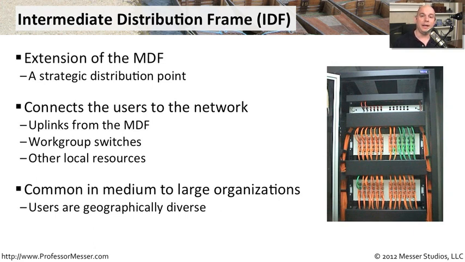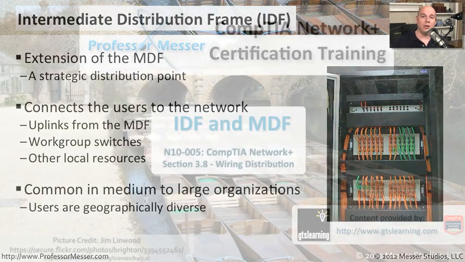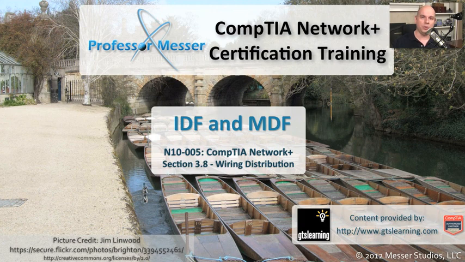You usually see an IDF if you have a medium to large size organization. The IDF will be on another floor of your building, or it might be in another building that's on your campus. But if you're a small organization, you don't tend to have a lot of different IDFs in different places. You usually have one central point. But as you grow, you can now start distributing from your MDF out to all of the other IDFs that you might have in your organization.